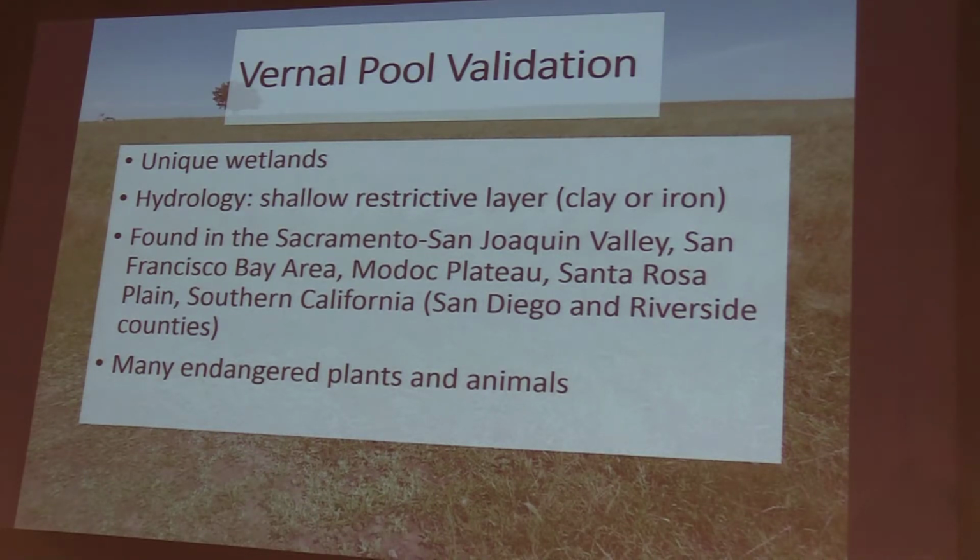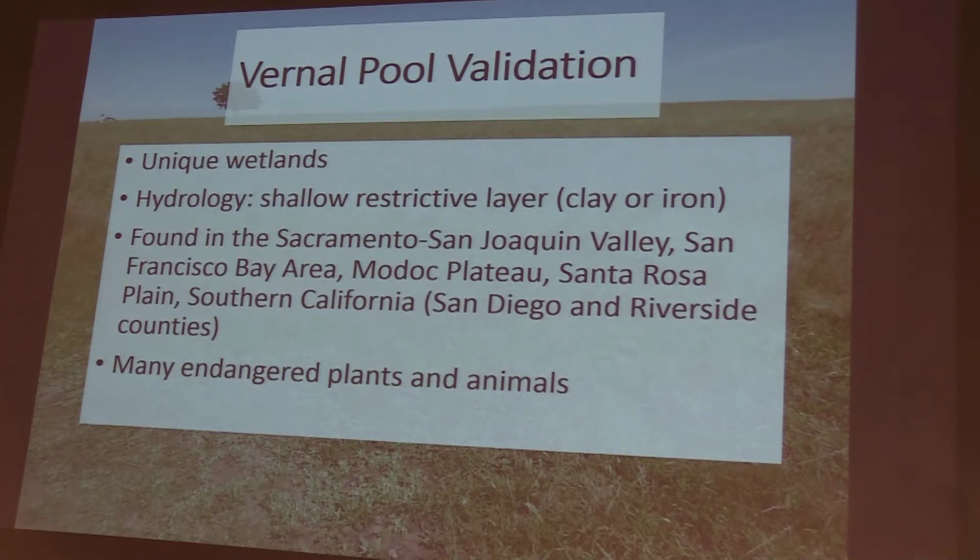They're kind of clustered in the Sacramento-San Joaquin Valley. There's some in the Bay Area, the Modoc Plateau, the Santa Rosa Plain, and then in Southern California, both San Diego and Riverside counties have a fair amount of vernal pools. And because of their unique hydrology and structure, they have a lot of endangered plants and animals.